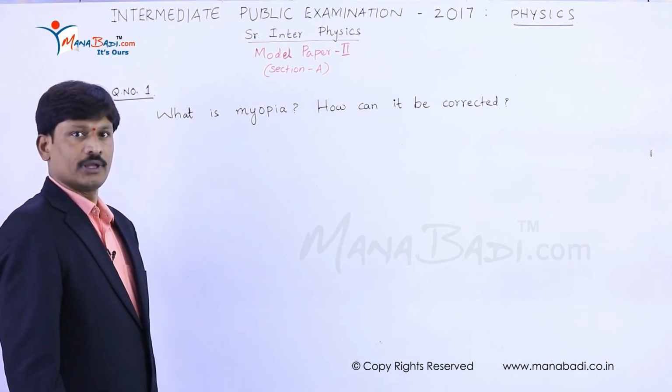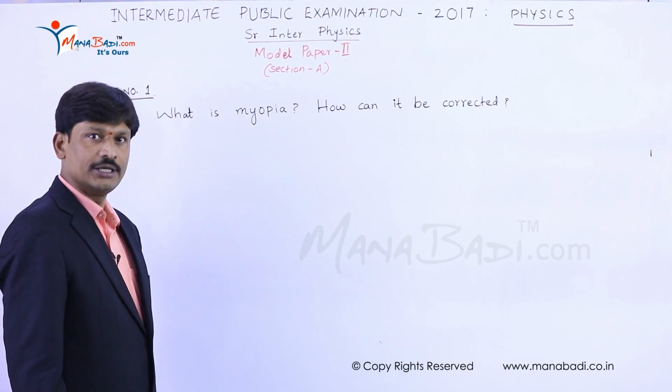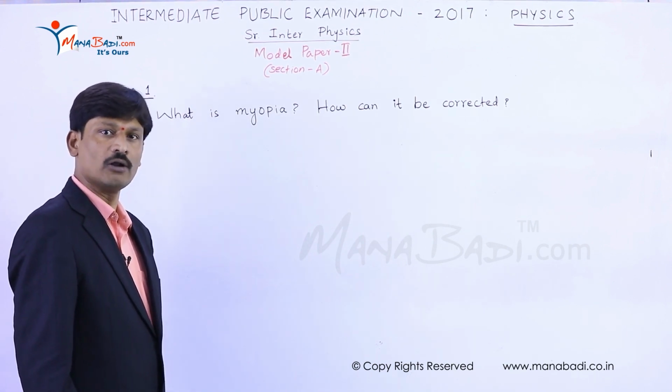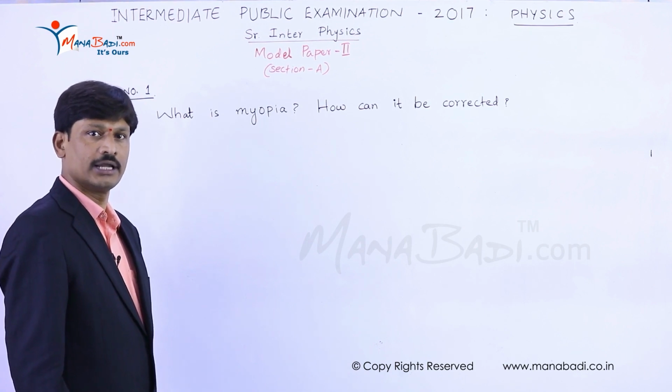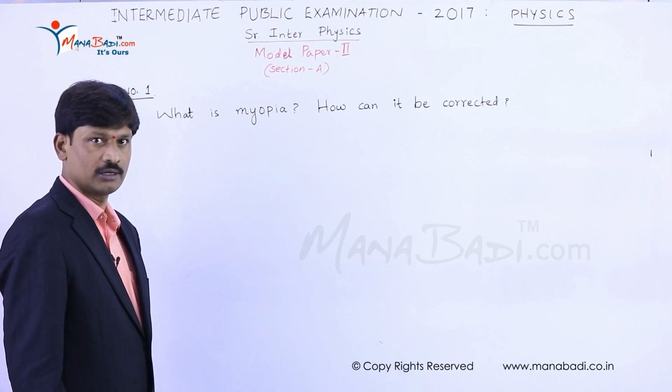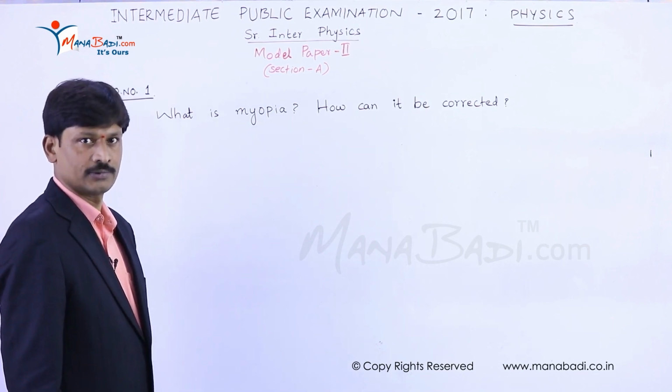Definition. A human eye which can see nearer objects clearly, but is unable to see far objects clearly, is said to be suffering from myopia or short-sightedness. Let me explain.